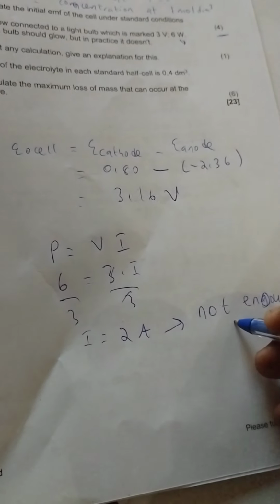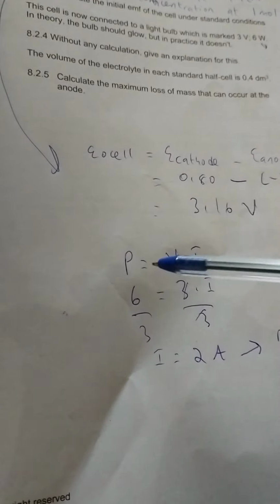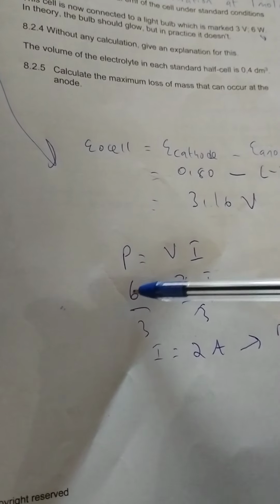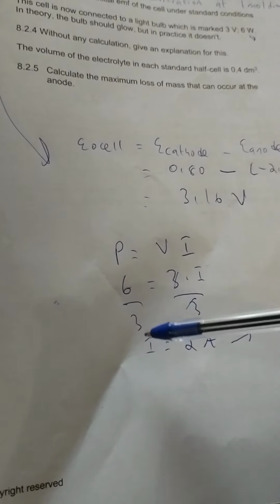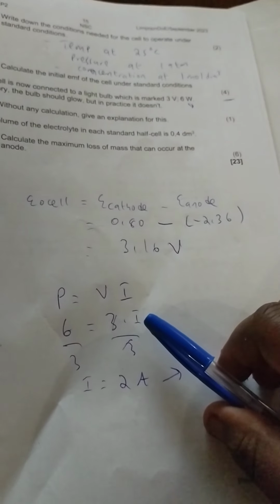So the only way you can explain that there's not enough current, that the current is small, is that they must increase the number for us to get a bigger current. P must be high, the power must be high, or the voltage must be less. So they must decrease the voltage for us to get a bigger current, because there's no way the bulb will light if the current is low. So that'll be that. It's only 1 mark. They don't want us to think too much.